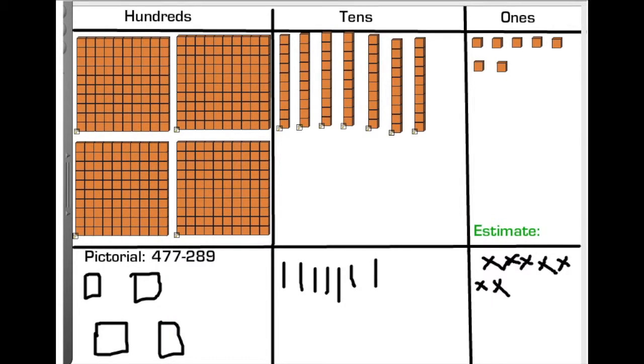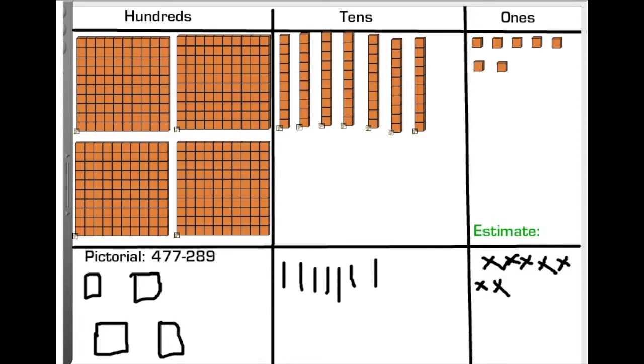Today I'm going to model for you a 3-digit by 3-digit subtraction question using both Base-10 blocks and Pictorially. The question that I'm going to solve is 477 minus 289. So the first thing that I need to do is create an estimate of what the difference will be.